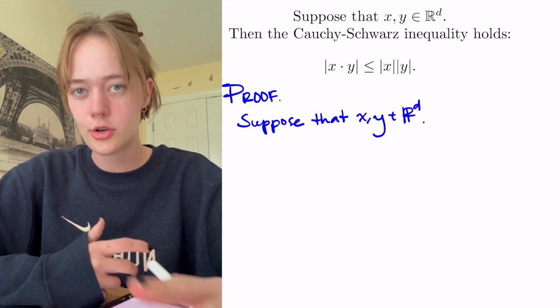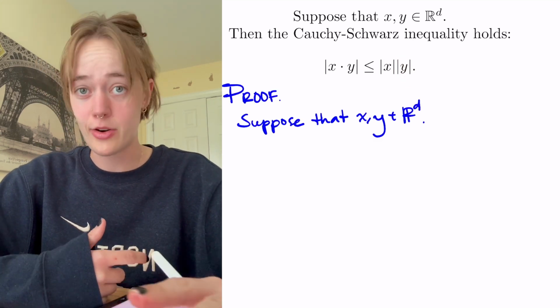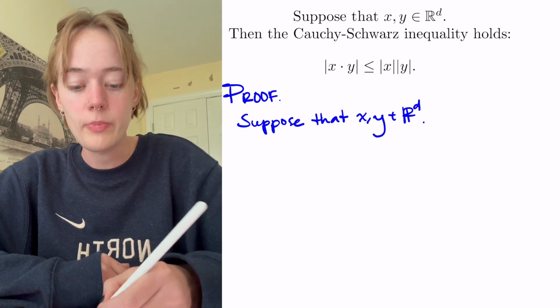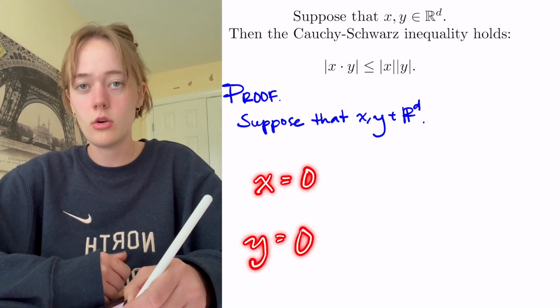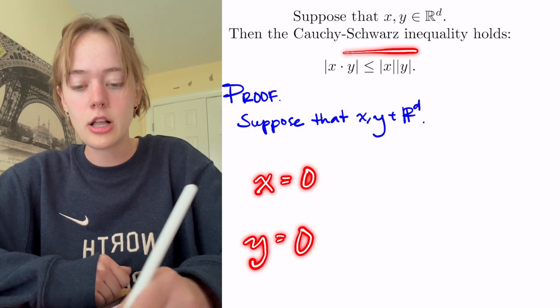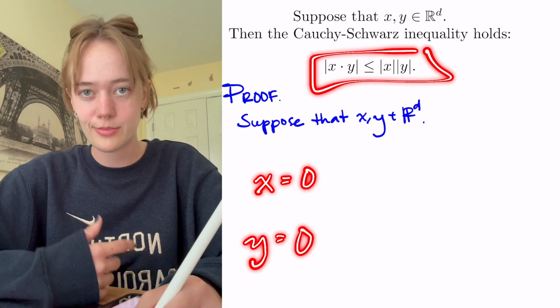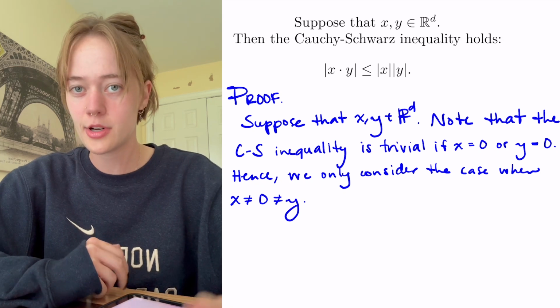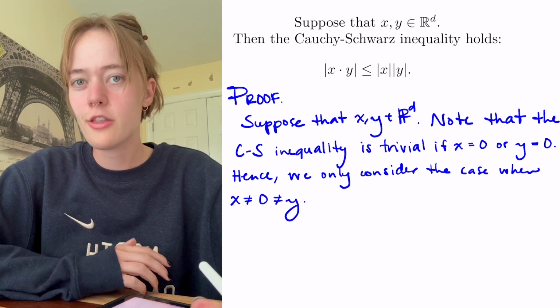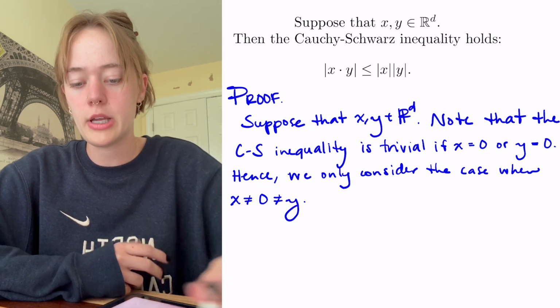We're first going to start with a trivial case, which just means that it is very clearly true just by observation. So if x was to be equal to 0, or if y was to be equal to 0, or if both these things were true, then clearly our Cauchy Schwarz inequality holds. This is a trivial case. So we are only going to consider the case when x is not equal to 0 and y is also not equal to 0. Now the way we're going to proceed is actually by proving something a little bit easier.